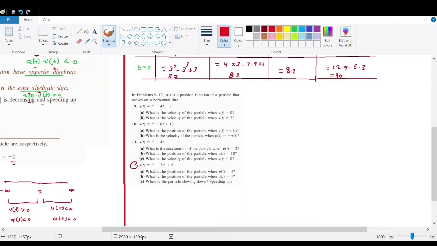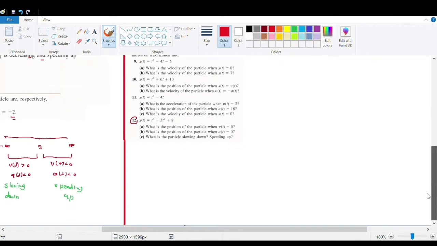S(t) is equal to t cubed minus 3t squared plus 8. What is the position of the particle when V(t) is equal to 0? If V(t) is equal to 0, that means we first need to find V(t). So V(t) will be equal to ds/dt, which is equal to 3t squared minus 6t. Setting V(t) equal to 0 gives us 3t squared minus 6t equal to 0.